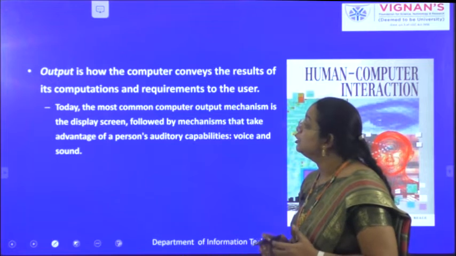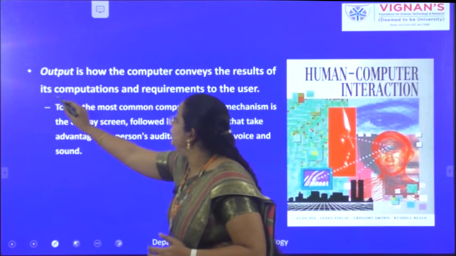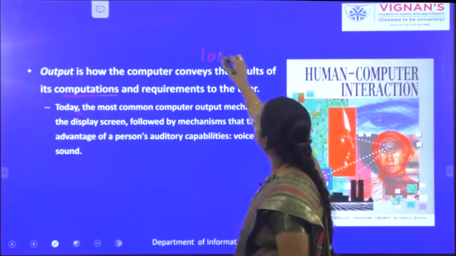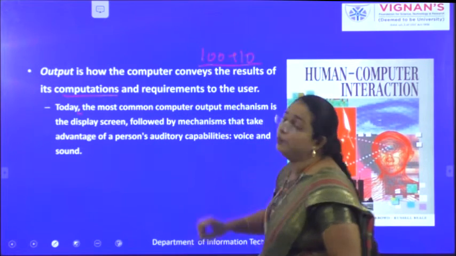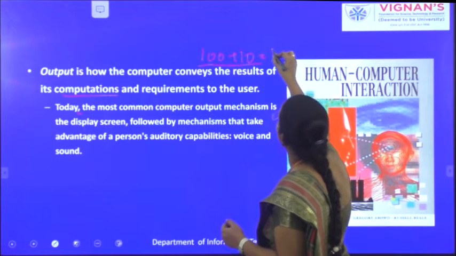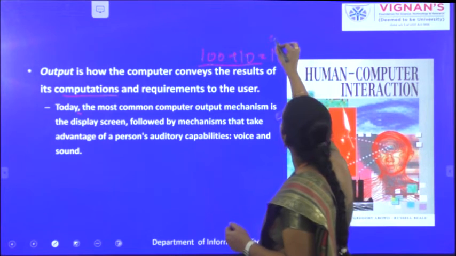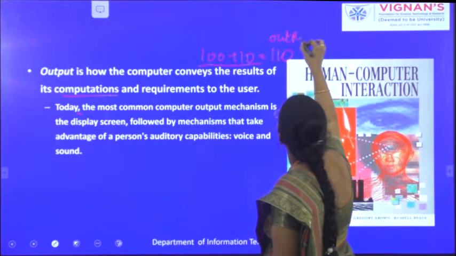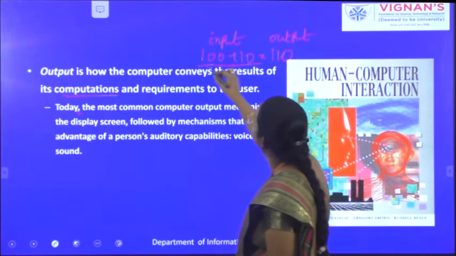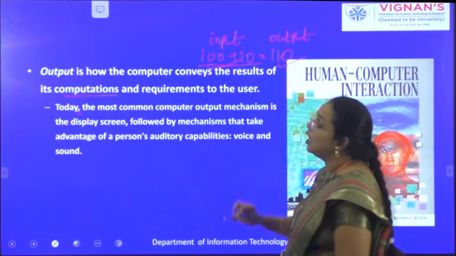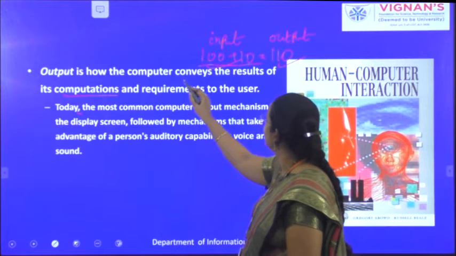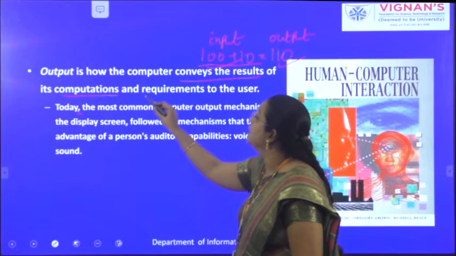Here the computer is going to give the output through computations. If I am typing something, that is 100 plus 10, this is my input. The computer will understand it, do the addition and give the output as 110. This is the output, whereas this is the input. I am giving this input to the screen and it is displaying this output to me. So that is how the computer conveys the result of the computation and requirements.